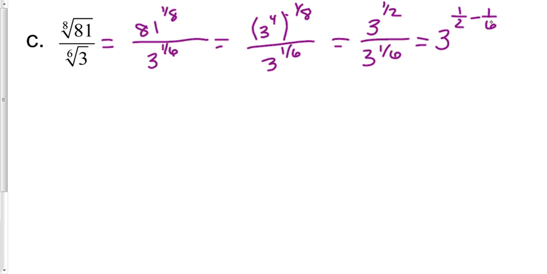Now I need common denominators here, so how can I get a common denominator? Well, I'm going to multiply top and bottom here by 3 because my common denominator is 6. So doing all paper pencil math here, I'm subtracting, my base is 3 and I'm subtracting powers 3/6 minus 1/6. That gives me 3 to the 2/6 or 1/3 power.